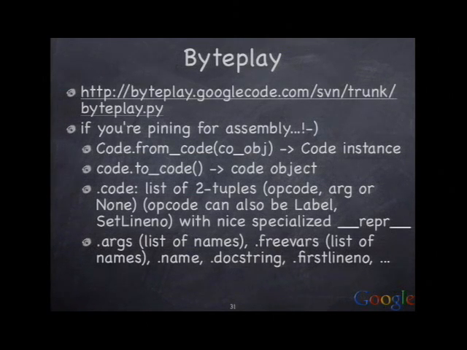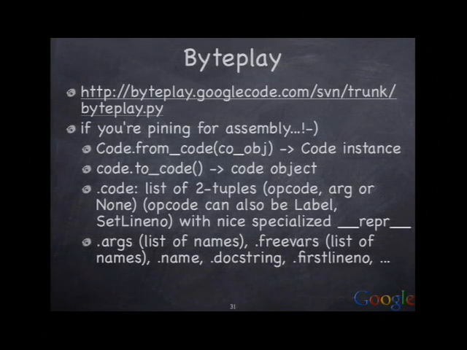So basically, within that module, you build a code instance. You pass a real Python code object, and you get an instance of this class code. You manipulate it to your heart's content, and then you call to_code, and it gives you back a code object. It's basically a list of tuples, each with the opcode and the argument, or opcode and None if it has no argument. In addition to the real opcodes, you can also have labels and set line numbers to do line enumeration. And the wrapper is very nice. It's basically the same as this.